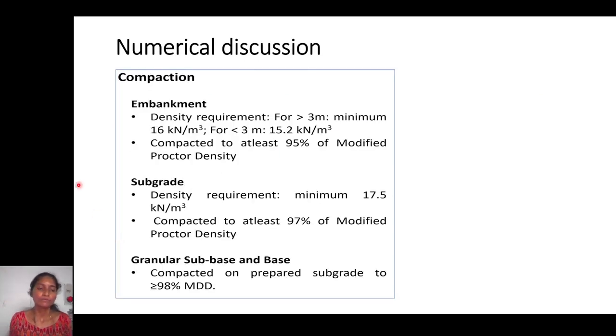I have kept the snip here. For embankment, we have a criterion that at least 95% of the modified Proctor density is required. If you take the subgrade, it is 97% of the modified Proctor density. And for the subbase and base, it should be greater than or equal to 98% of the maximum dry density.